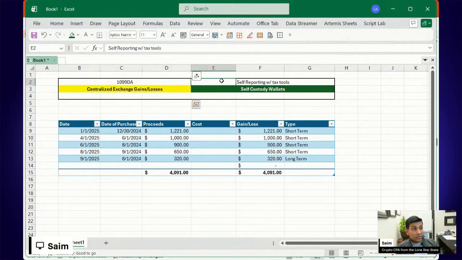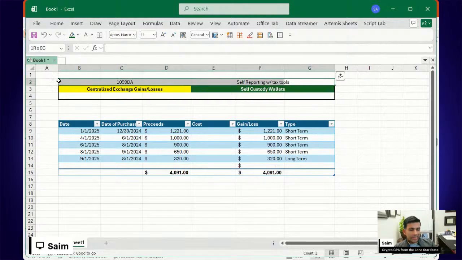The self-reporting with the tax tools for all the self-hosted wallets, you need to report as honorary reporting. You have to. That is part of the law. You cannot say that you did not earn income or there was no capital gains or losses, because the IRS will find you at some point. So these tools, they will give you the full data, right?